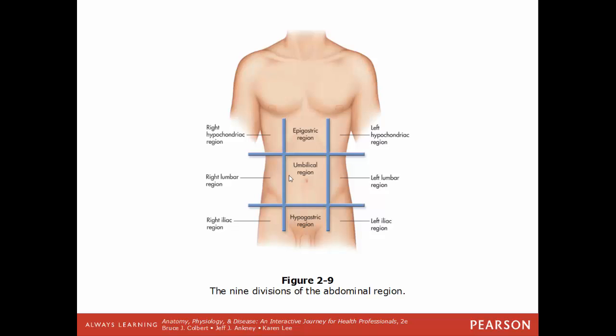So we get into our tic-tac-toe pattern. Belly button right in the middle, umbilical. Just above that, epigastric. Right hypochondriac, left hypochondriac. On either side of the umbilical, right lumbar, left lumbar. Hypogastric, lower middle square, and right iliac, left iliac. And again, all of these on this side are right, all of these on this side are left. Even though as you're looking at this image, this is the right hand side of the image, it's not about you, the observer, it's about this person. This is their left hand side. This is their right-hand side. So it's important not to get those backward.